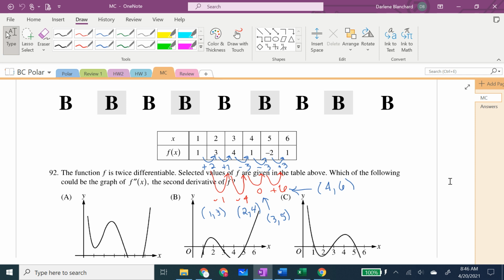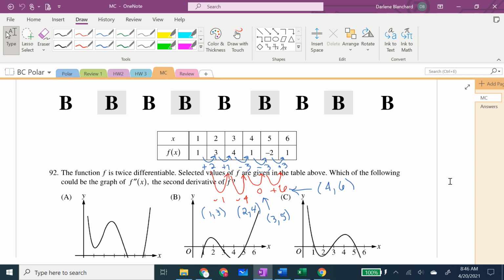So they're asking you which of the following could be the graph of f double prime. And all you have is information about particular y values of f of x. If all you do is plot these points, it's not going to be enough. You're going to still be very, very confused.